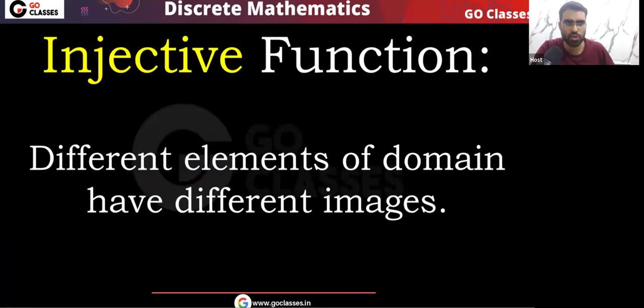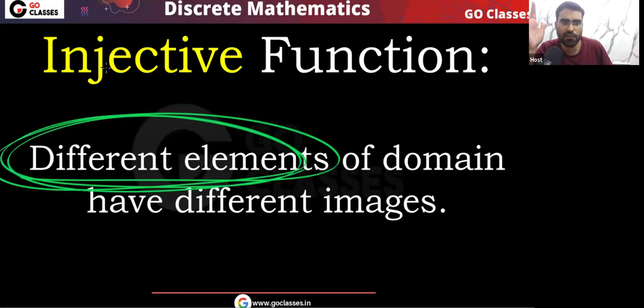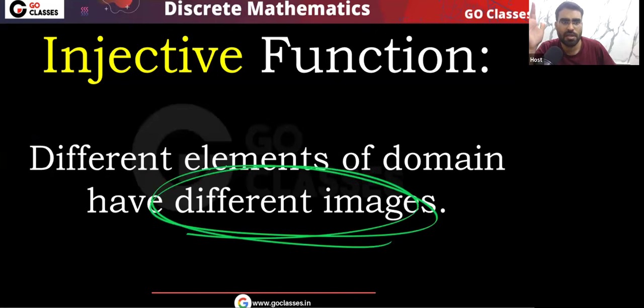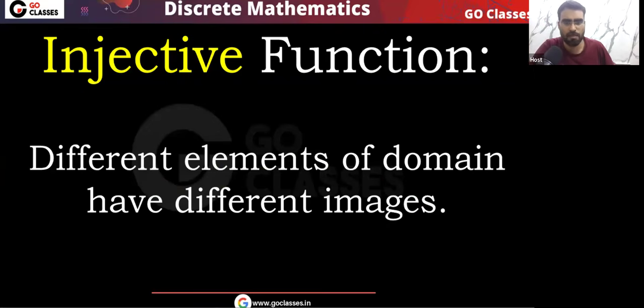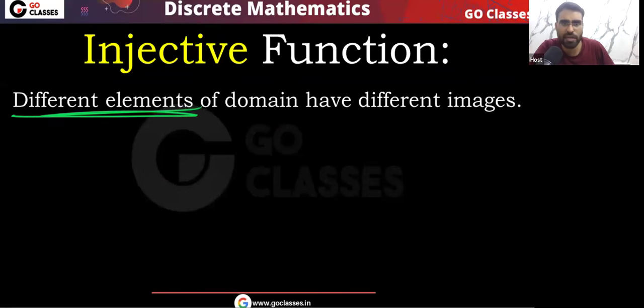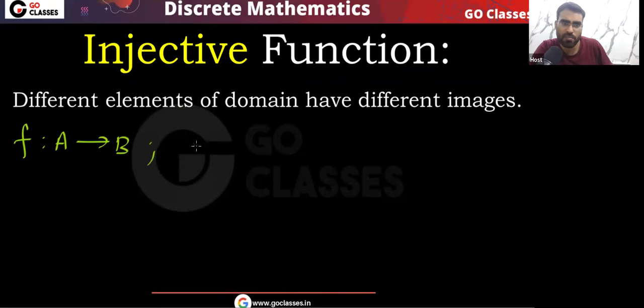Now let's see the definition of injective function. The definition is very simple. An injective function simply says that different elements of the domain must have different images. Yes or no? Do you agree with me? If you have different elements, then you must have different images. This type of function will be called an injective function. So if you have a function f from A to B, then f is injective. Another word for injective is one-to-one.